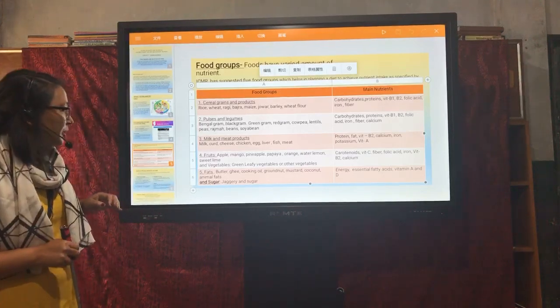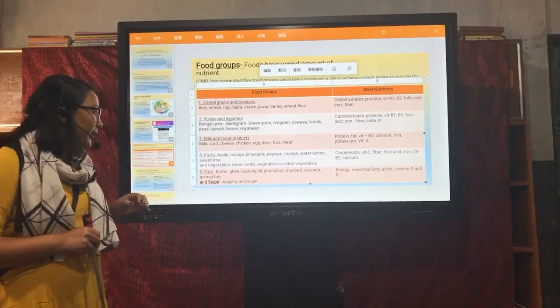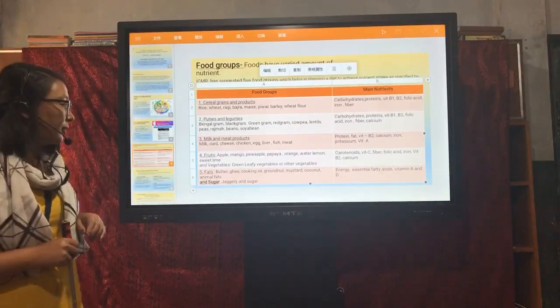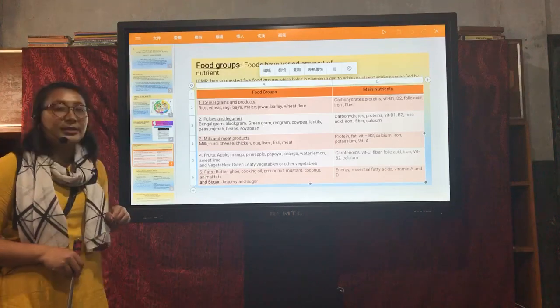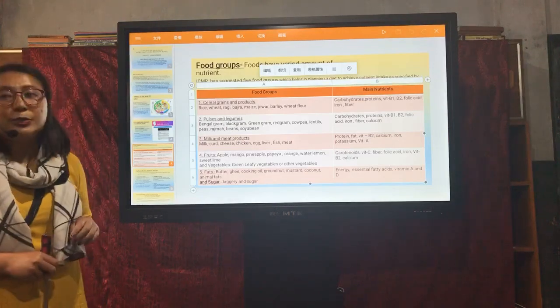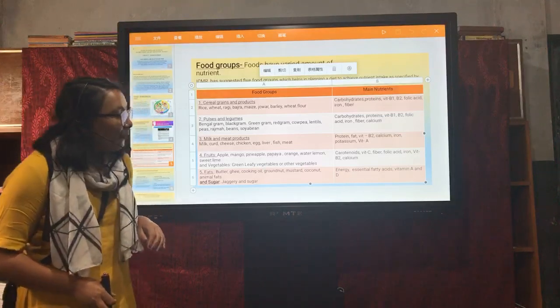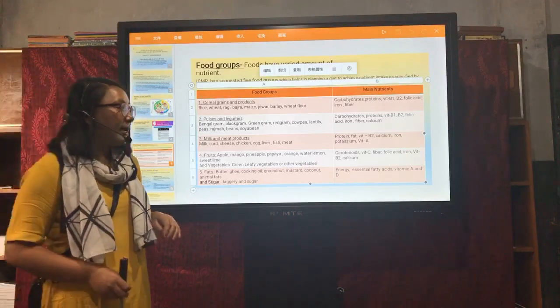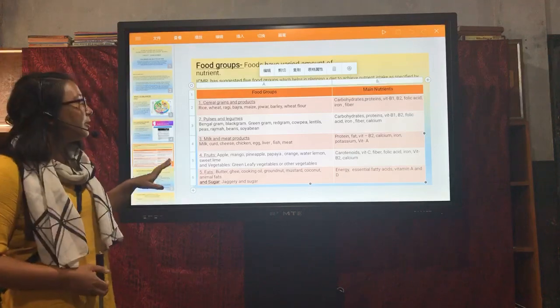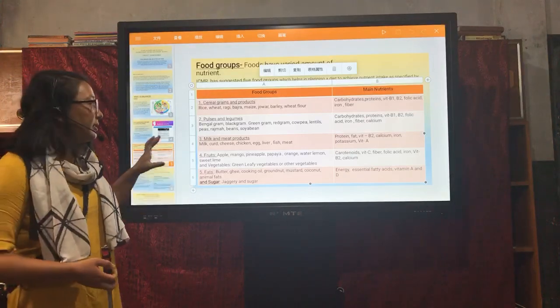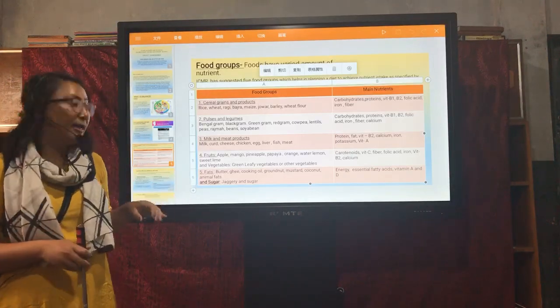The last food group is fats and sugars. In fat, we have butter, ghee, cooking oil, groundnut, mustard, coconut and animal fats. And when it comes to sugar, we have jaggery and sugar, and we get nutrients such as energy, essential fatty acids, vitamin A and vitamin D. So these are the 5 food groups we should consider when planning a diet to have a balanced diet.